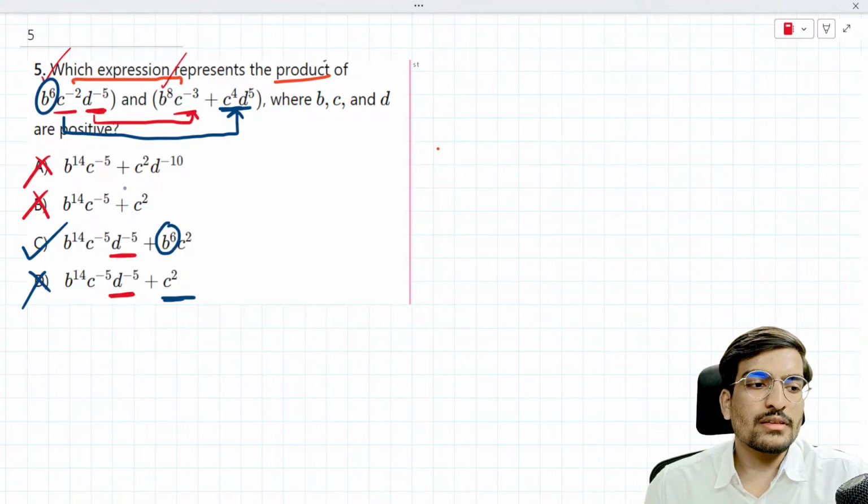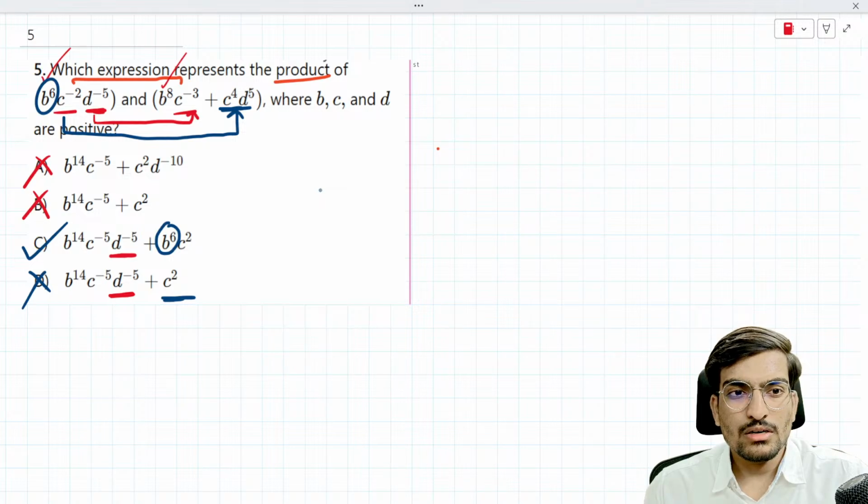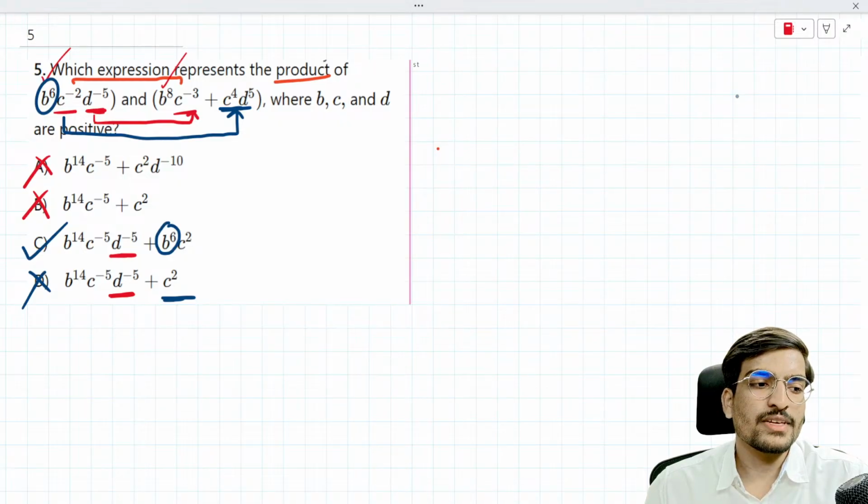Yes, hope you are getting understanding and my audio is clear. Just confirm, just type confirm if everything is fine. And I can see Tanu said C and it's right. Good.